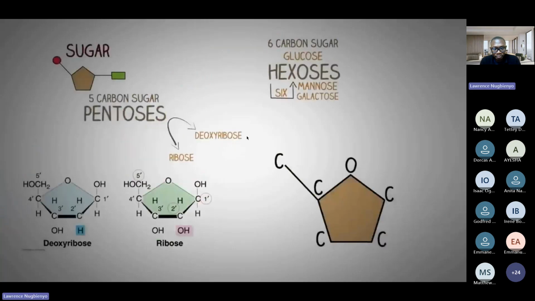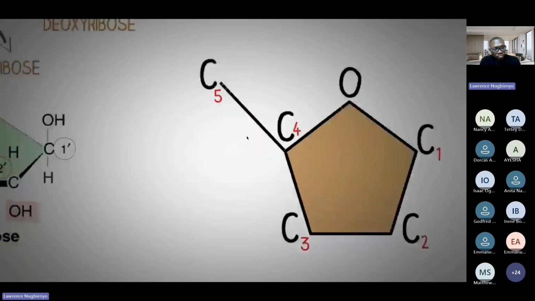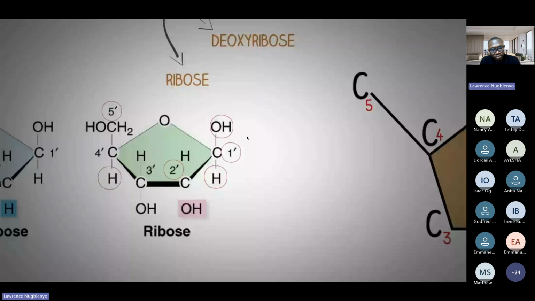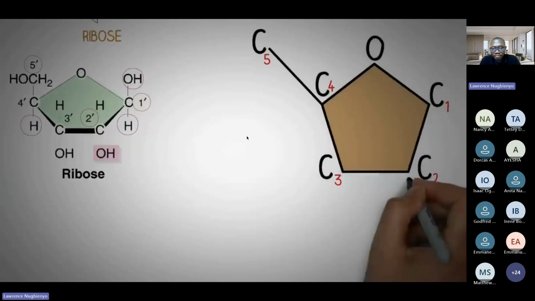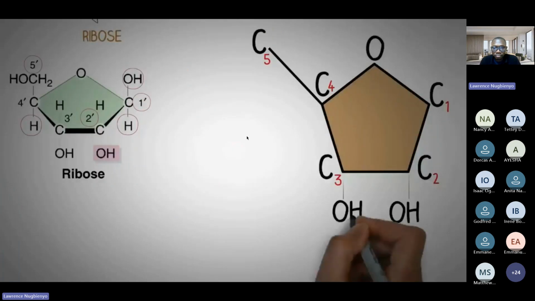So the carbon atom next right to the oxygen is called C1. Then C2, C3, C4 and C5. C5 is located outside the ring. You can also see in this chemical structure we have different types of functional groups attached to these carbon atoms, like the hydroxyl group and the hydrogen atom. The most important of these functional groups, which determine whether the sugar is ribose or deoxyribose, are present at carbon number 2 and carbon number 3.